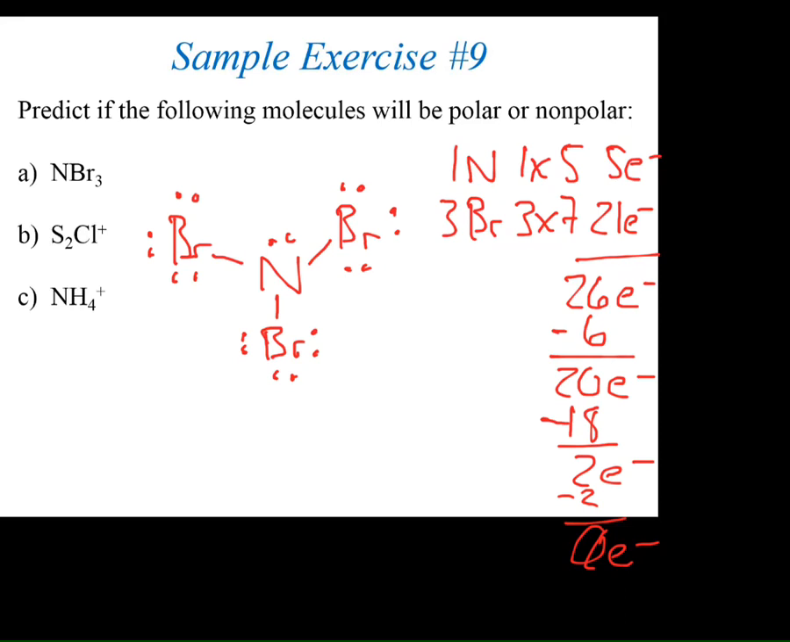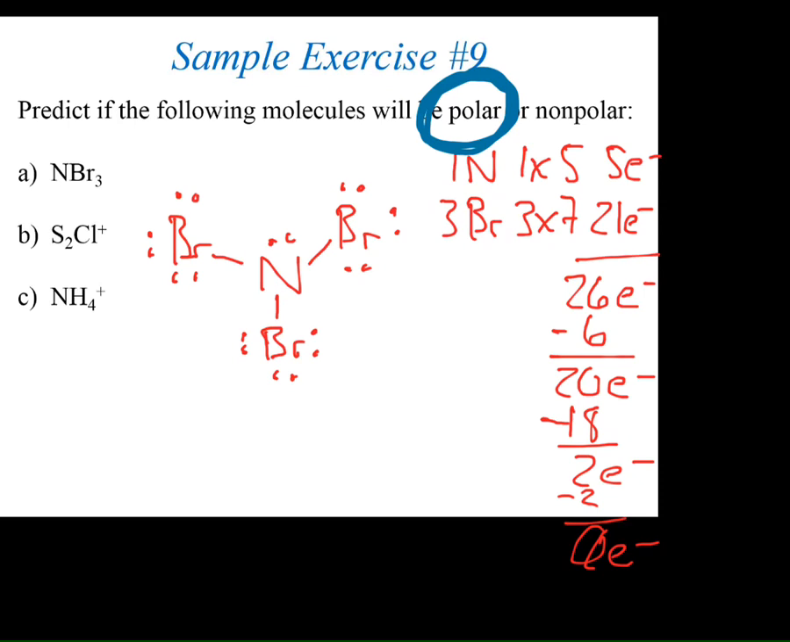Okay, now I can determine the polarity. So, how many electron groups are on that center atom? I heard 3 and 4. 4 electron groups, right? 3 are bonds, 1's a lone pair. Are all 4 electron groups the same thing? No. 3 are bonding to bromines, 1 is a lone pair. So it's not symmetrical, so what's the molecule? If it's not symmetrical, the molecule is polar.